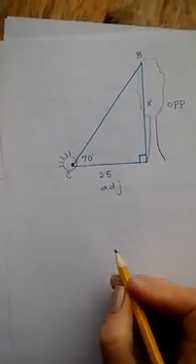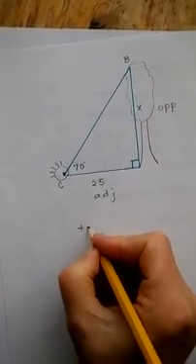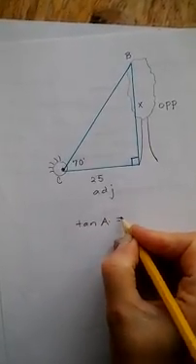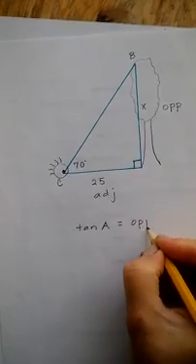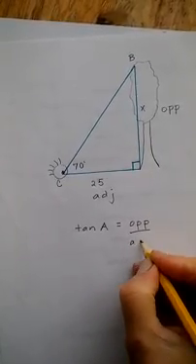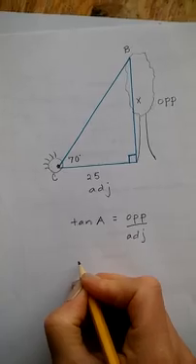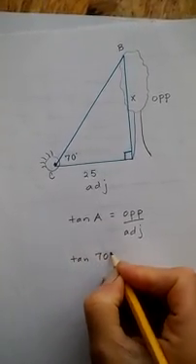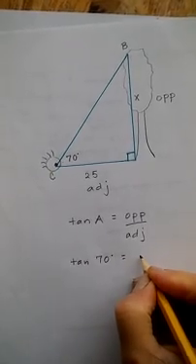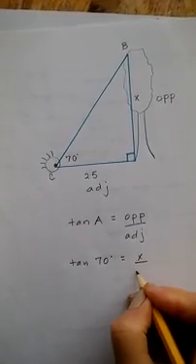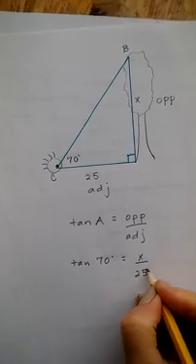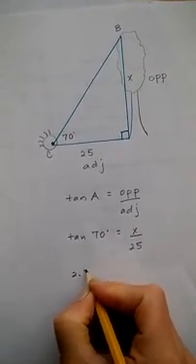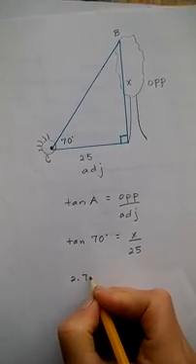So we're looking at being able to do this as a tangent problem. Tangent requires opposite over adjacent. We're doing the tangent of a 70-degree angle. The opposite is what we don't know. The adjacent is 25 feet. The tangent of 70 degrees is represented by the decimal.